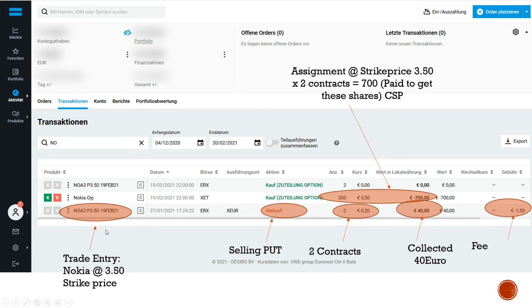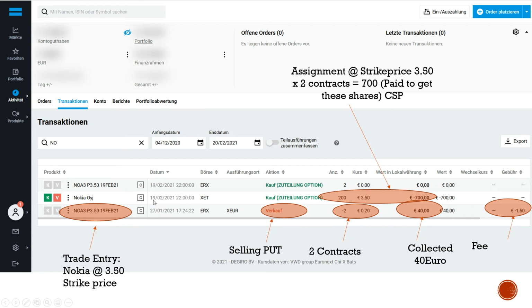If you look here, I entered into a trade on 27th, strike price 350, and then I sold two puts at 20 cents each. So basically, I collected 20 euros, and then of course I paid a fee of 75 cents per contract. So basically, it was 38.50 is what I collected in the end.